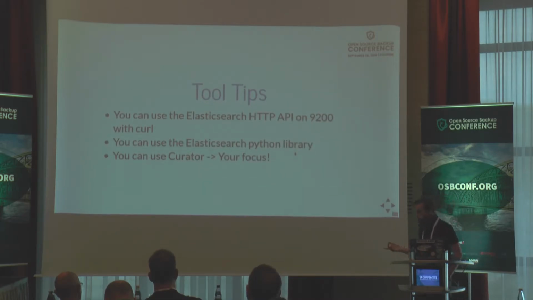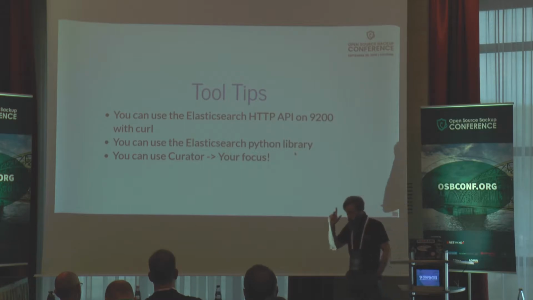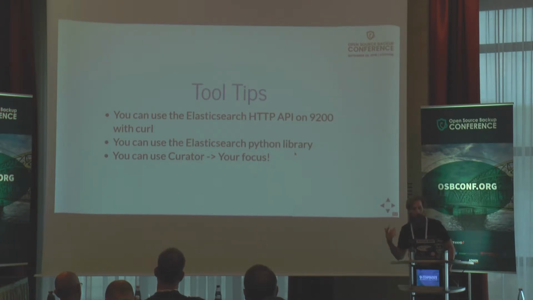So, working with snapshots, some tool tips. You will see first the powerful tool curl, because Elasticsearch has this rich, full HTTP API on port 9200, and you can use it fully with curl. The whole snapshot API is handled over it, so you can do scripting stuff as well. And there's also the Elasticsearch Python library, which binds to snapshots. It's the base of the tool we will talk about today.